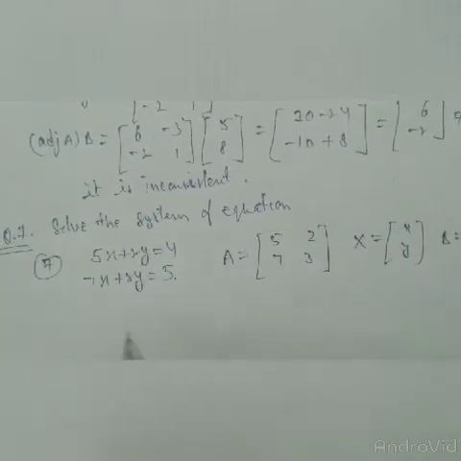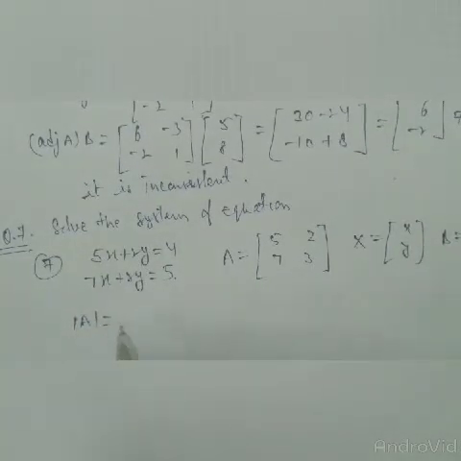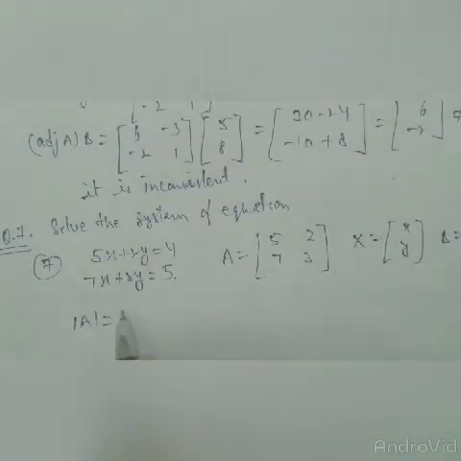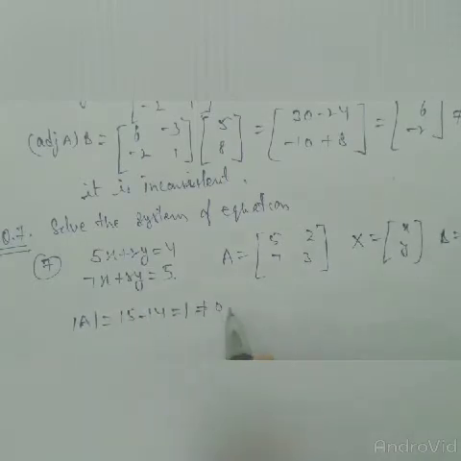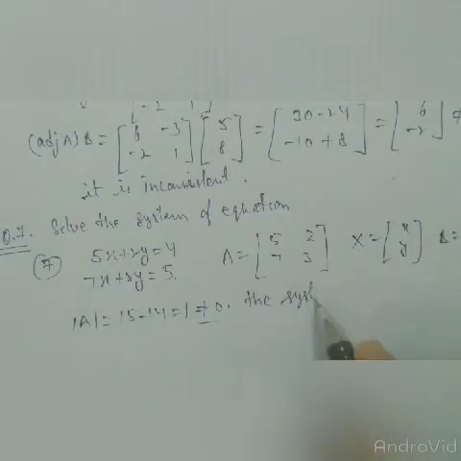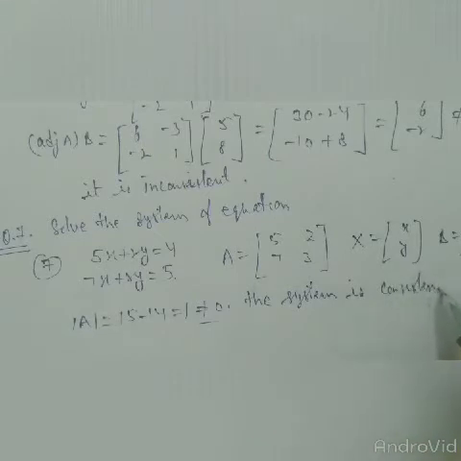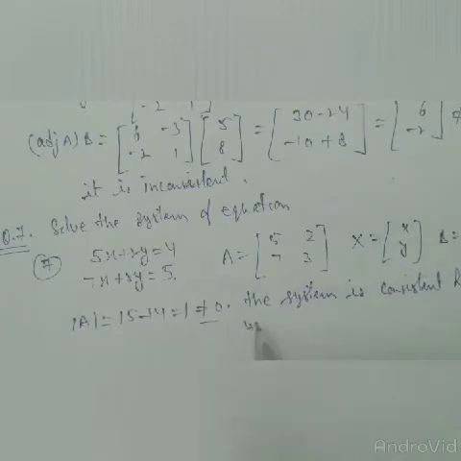Clear? Then determinant of A. Determinant of A is 15 minus 14, which is 1, not equal to 0. So the system is consistent, having a unique solution.